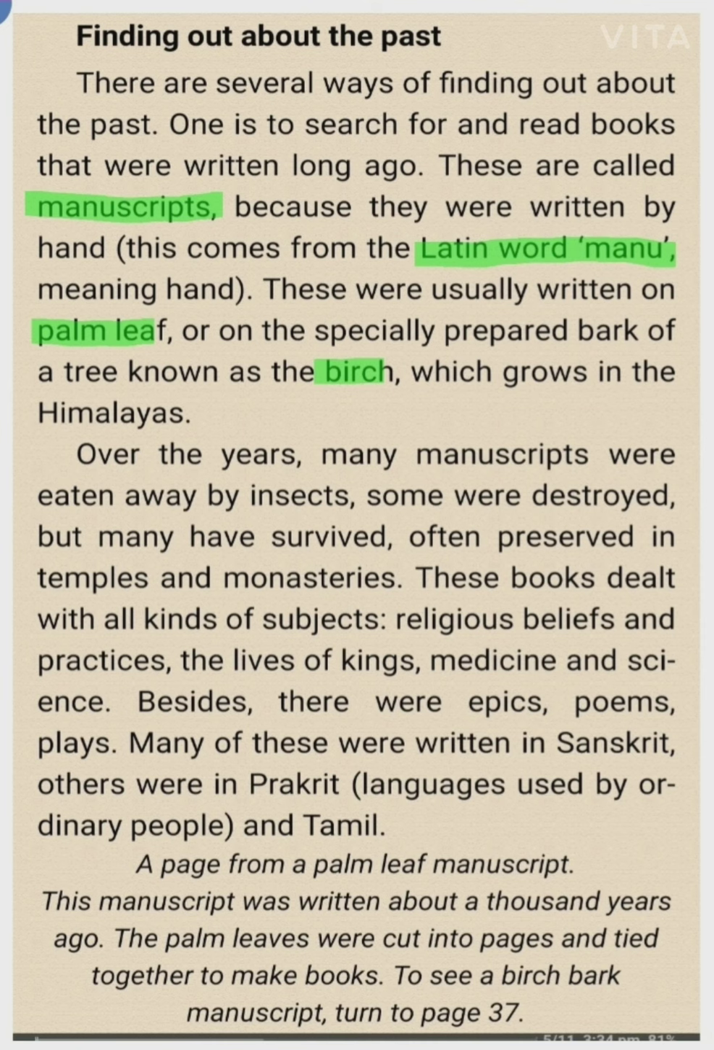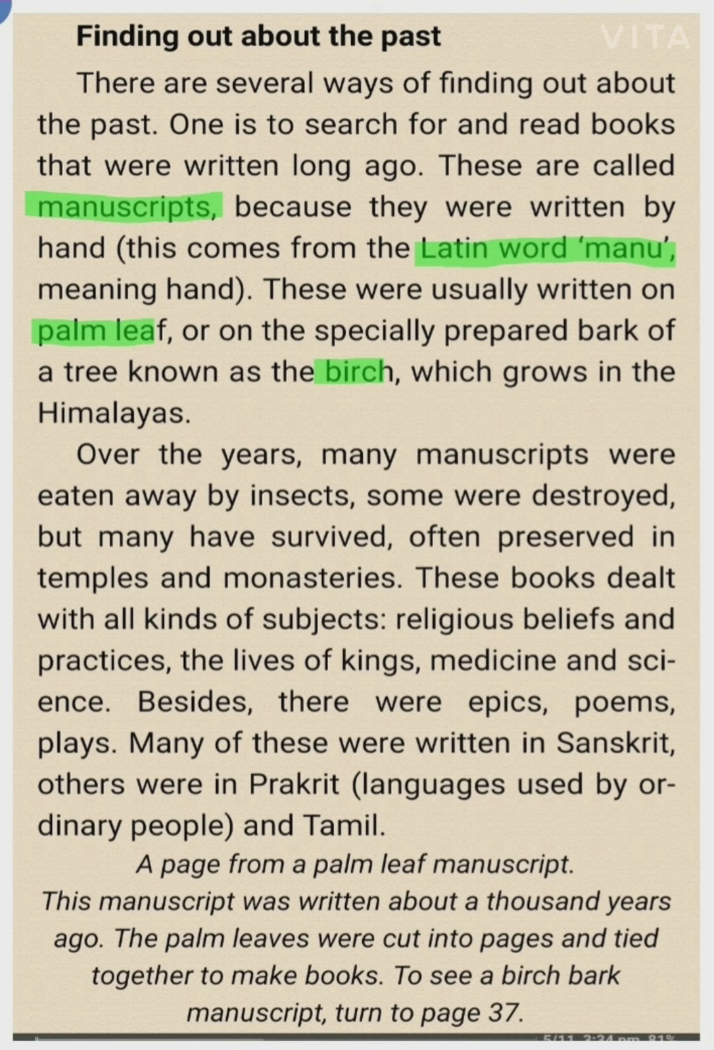These are called manuscripts because they were written by hand. This comes from the Latin word manu, meaning hand. So the books written during those times were called manuscripts because they were written by hand. In the word manuscripts, manu is a Latin word and its meaning in Latin is hand. So manuscript means the books written by hand.